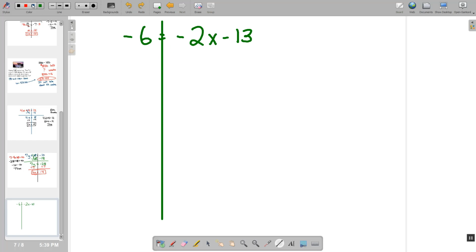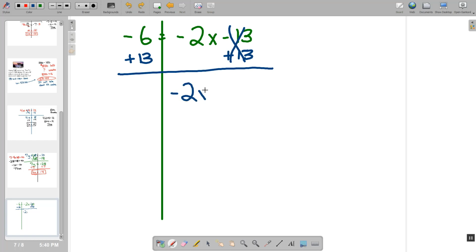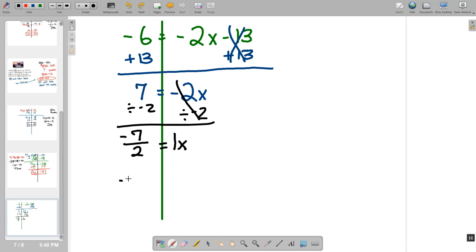Once again, though, we're still trying to get the variable alone, so I'm going to add 13 to both sides of my equation. So even though it looks different, the process is still the same. Now, the problem I have here is I'm going to divide both sides by negative 2, and that's going to give me 1x equals negative 7 halves, which is the decimal negative 3.5.